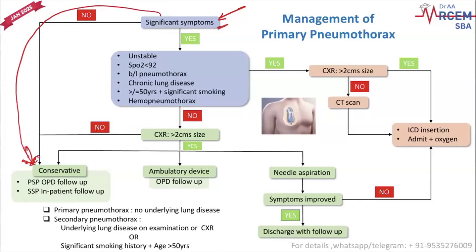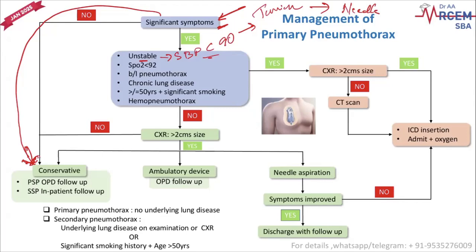Significant symptoms are present. Then you check whether the patient is unstable. Unstable means systolic blood pressure less than 90. If the systolic blood pressure is less than 90, consider this a tension pneumothorax. Any unstable patient is a tension pneumothorax. By definition, you need decompression. So you can do a needle decompression. Okay, you can do a finger thoracostomy, but finger thoracostomy is more preferred in trauma cases. In medical cases like a spontaneous pneumothorax, you can do a needle decompression.